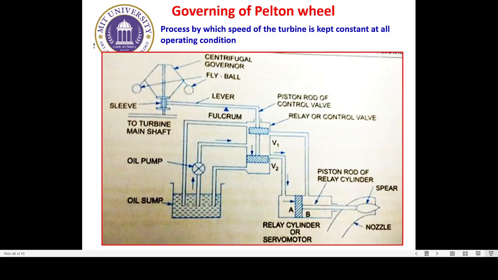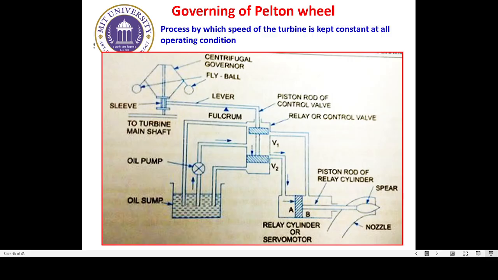So I hope that you have understood the meaning of the governing of turbines, and the arrangement shown for the governing of the Pelton wheel. This mechanism consists of different elements. So I can see here the oil sump, which is filled with the required oil. Then I have a gear pump, also known as the oil pump. This oil pump will be driven by the power obtained from the turbine shaft.